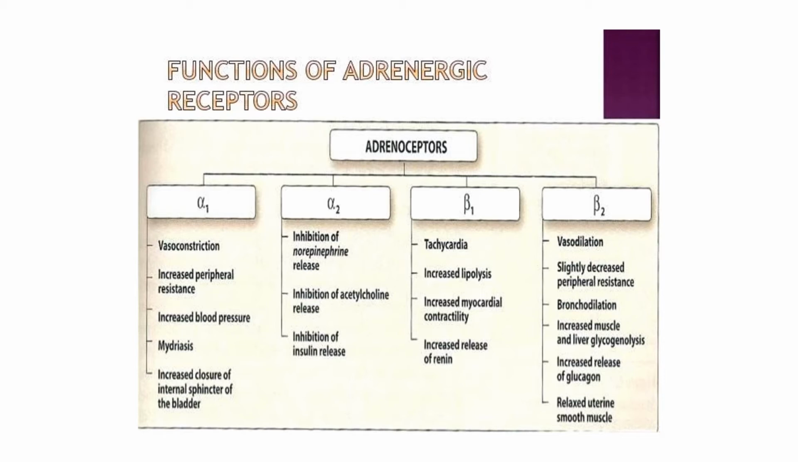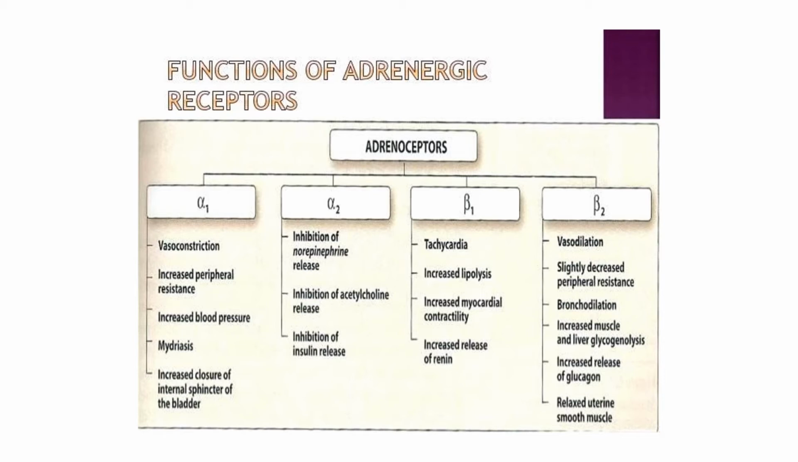So breakdown of glycogen to sugar in the muscles and the liver so that you have ready energy to be used for whatever you need to do. Like, for example, run fast or some kind of activity that you need to do immediately. And there's also beta-2 receptors on the uterus. And when they're stimulated, they relax the uterine muscle.